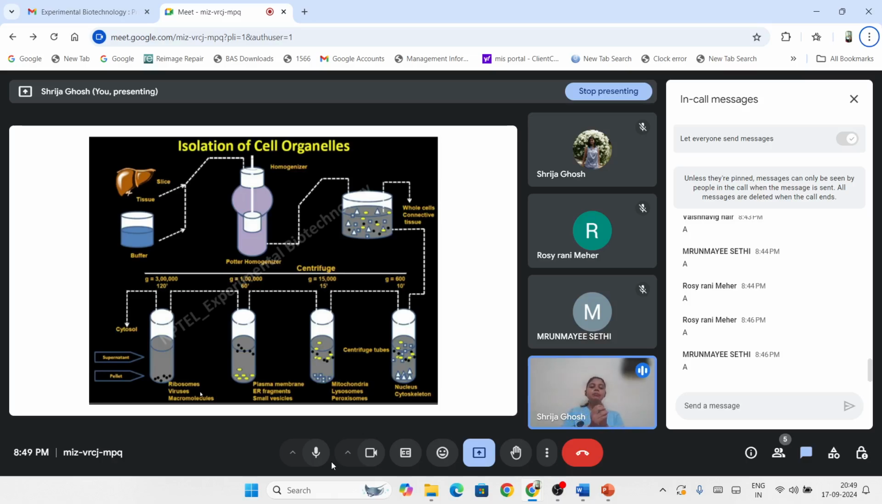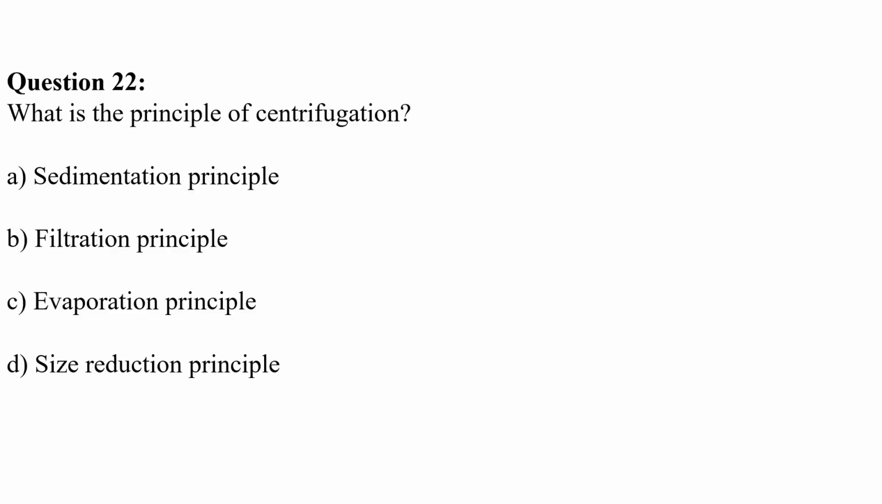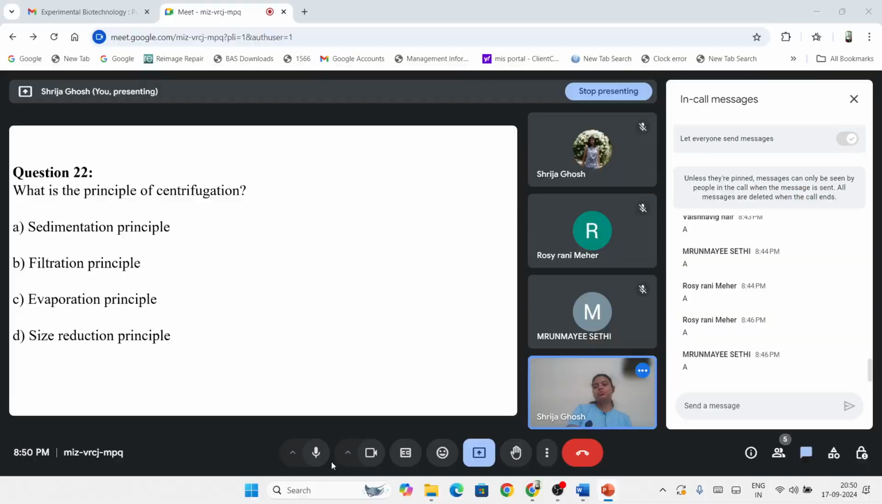So we are taking the sample, centrifuging it, again taking the supernatant, centrifuging it again at a higher speed, and then again taking the supernatant and centrifuging it at a further higher speed. So at every step we are increasing the centrifugation speed. Okay, so that is the process of differential centrifugation. We are doing differential centrifugation to separate different components present in the tissue. This is clear? Okay, moving on to the next question.